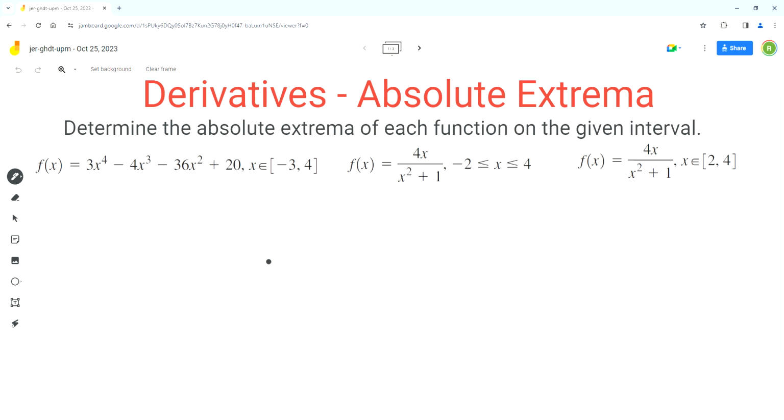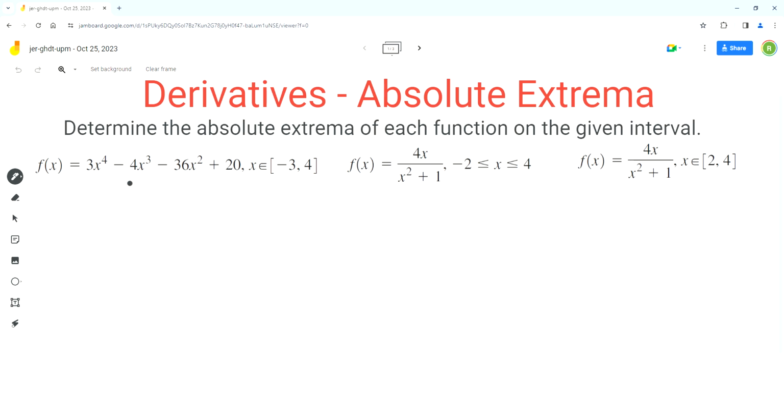So in this video, we'll solve this problem using the concepts of derivatives. As per the problem, determine the absolute extrema of each function on the given interval. We are given these three functions. Let's start with the function on the left side.